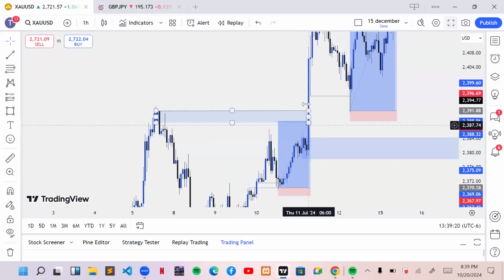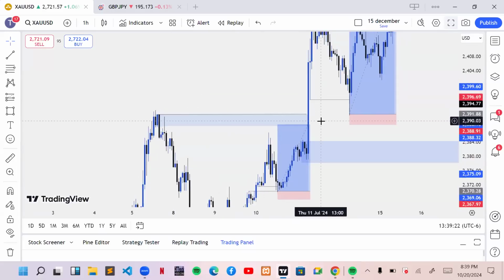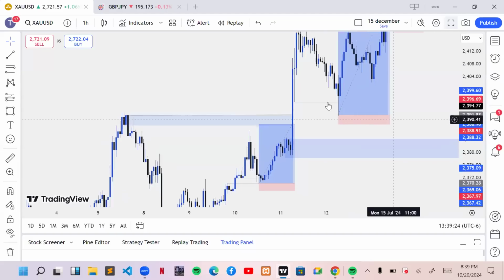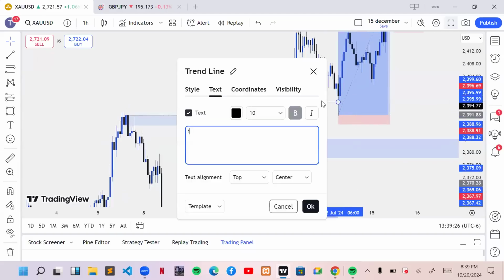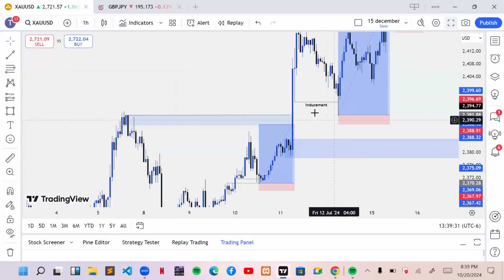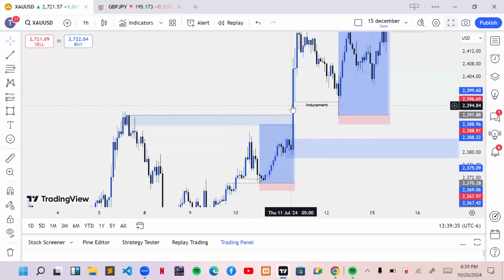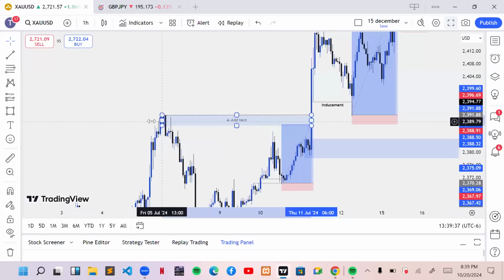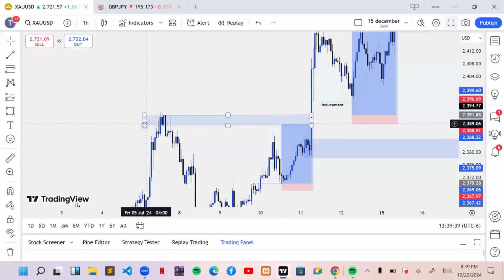This is a break of structure. After the break of structure, the first pullback that market makes is right here. This is our inducement. But if you pay attention, this inducement never mitigated our breaker block, because since market broke past this other block, it's no longer an order block but a breaker block.